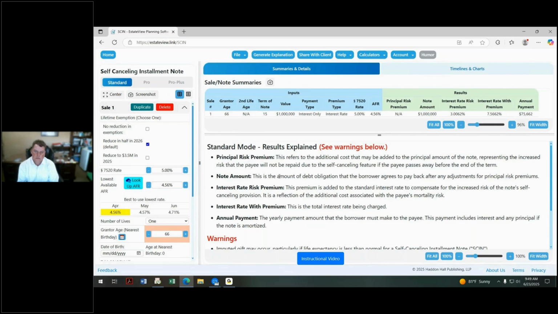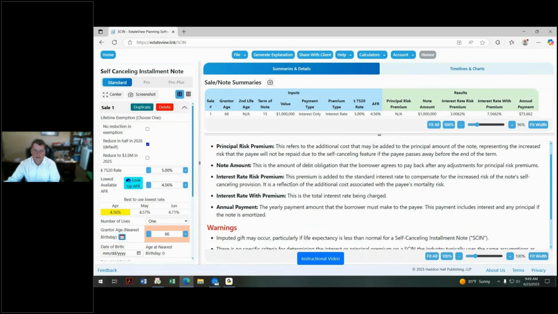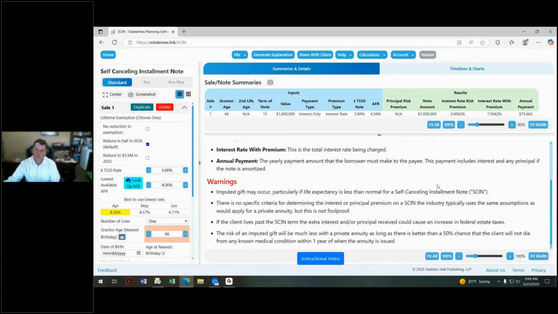And then you have your annual payment, which again is the interest rate with the risk premium if applicable, times the principal outstanding with the principal premium if applicable. And that'll get you your payment. Couple of warnings, and this is just to go over SCINs in general. And again, a self-canceling installment note, we call it a SCIN. If you see that, that's what this is referring to.